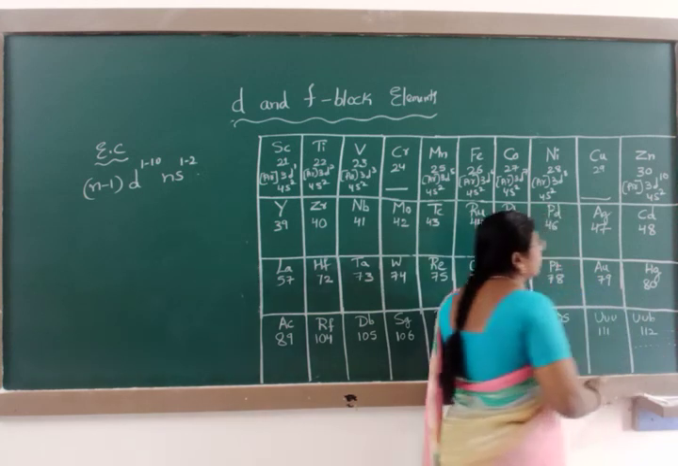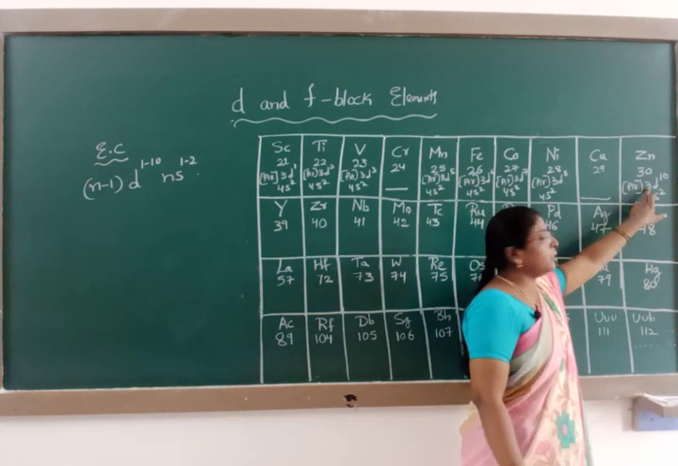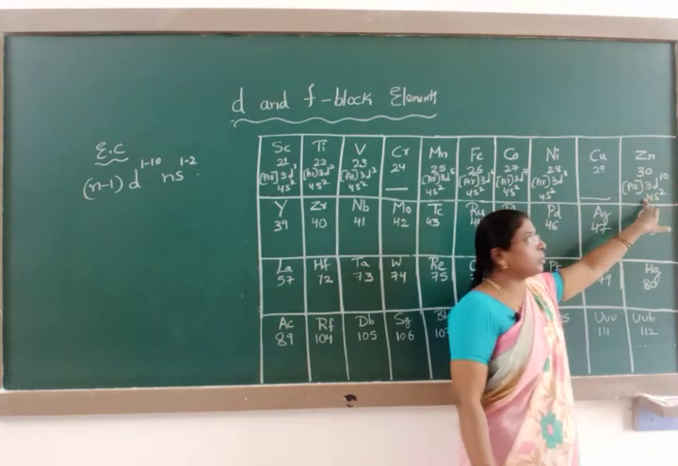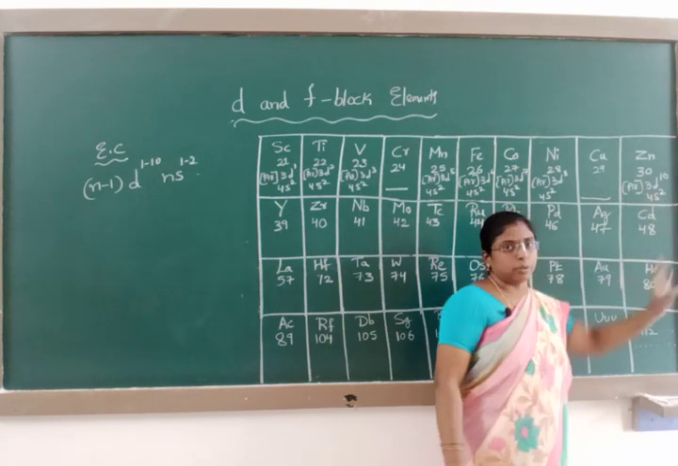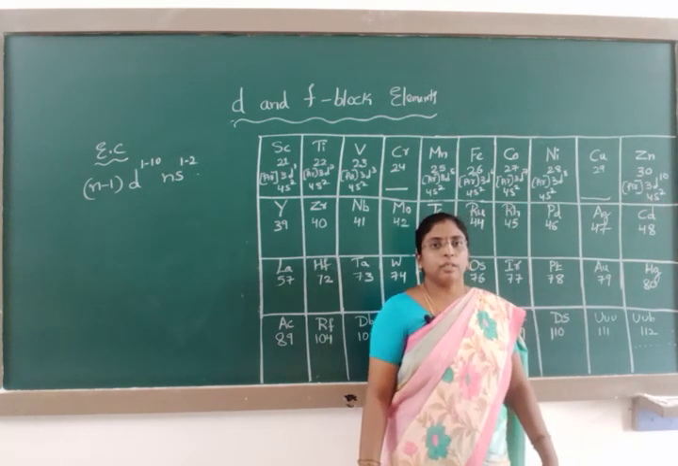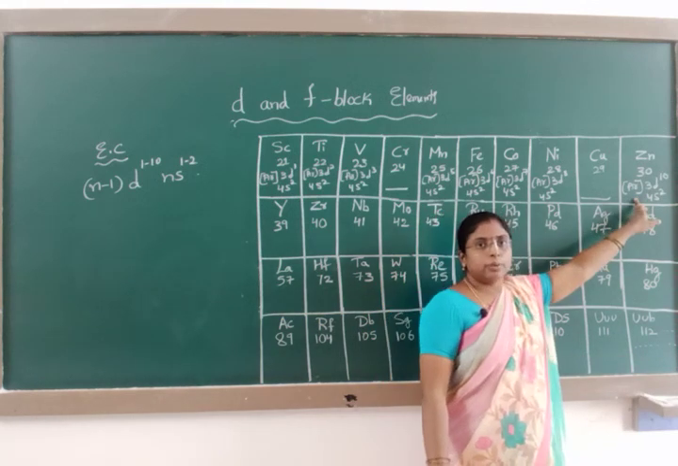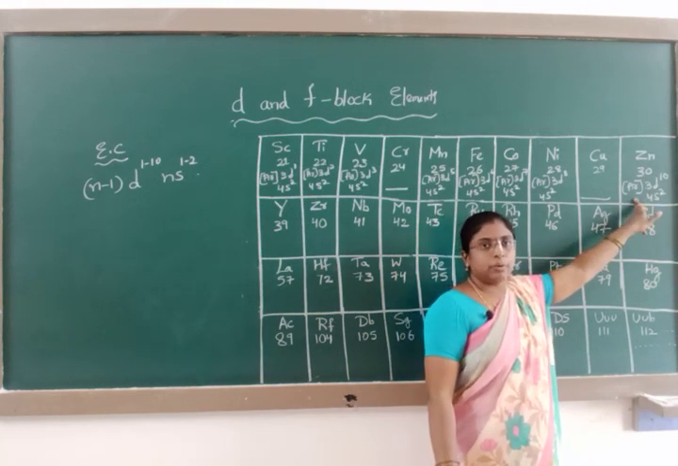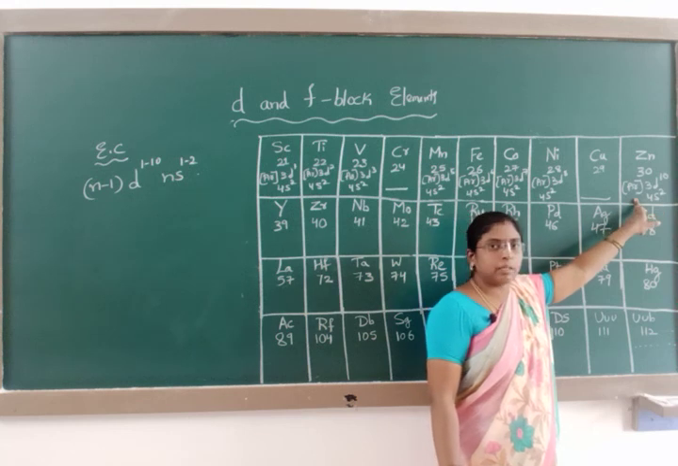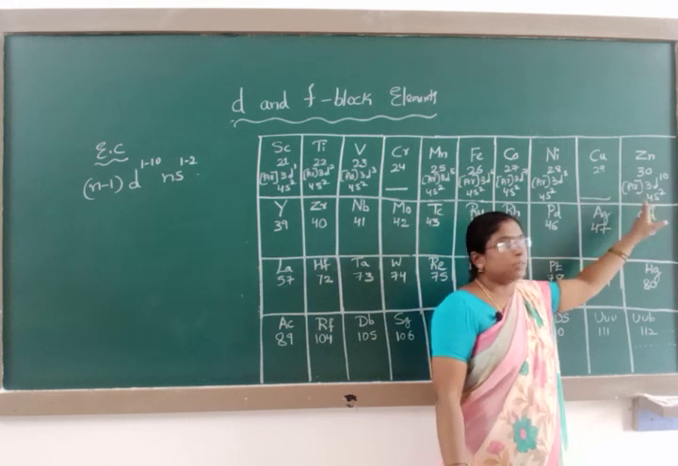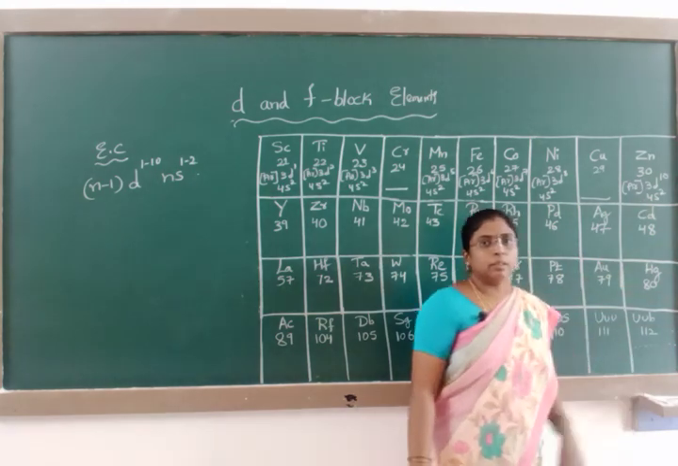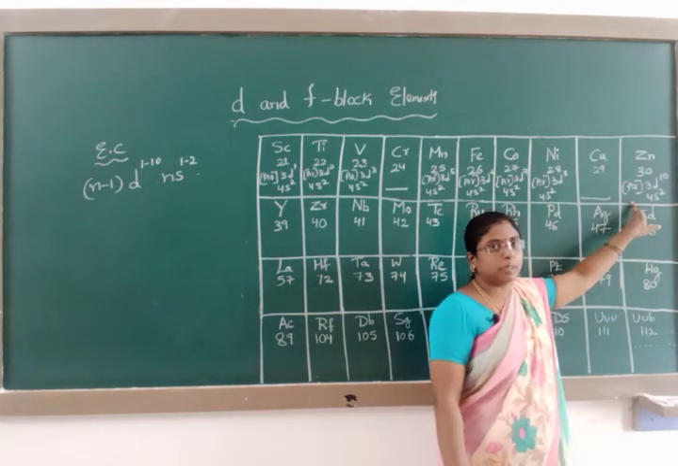If you see here, the d orbital is completely filled as well as the s orbital, 3d10 4s2. Since they are completely filled, these elements are known as pseudo transition elements. They do not have any similarities with the d block. Since their atomic number comes in the order, they are placed in the d block.